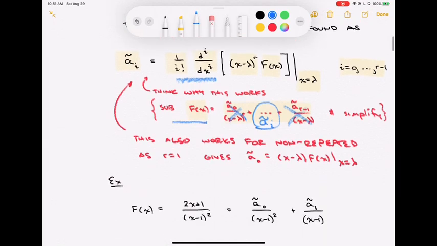I would also note that this modified expression for finding these coefficients A tilde also works for the case of simple roots, or non-repeated roots.